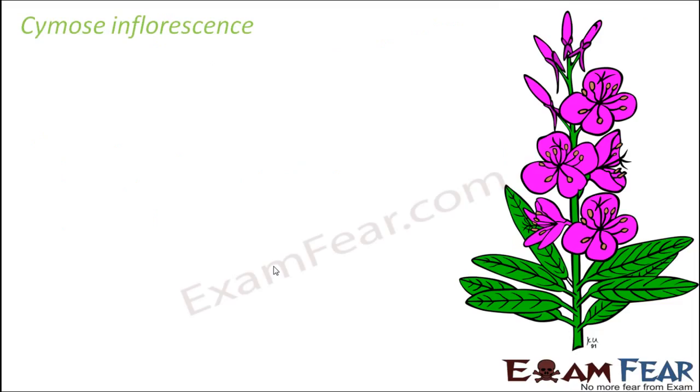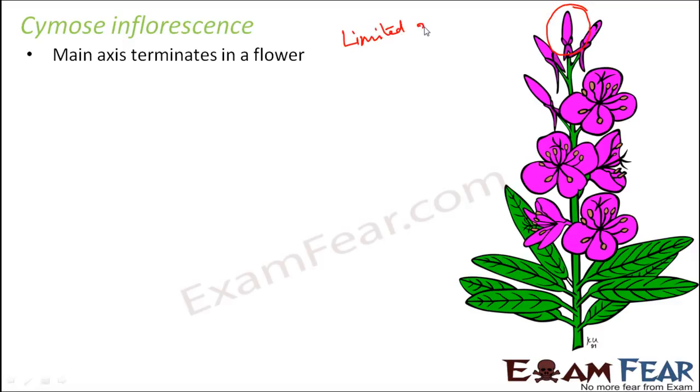Let us now see what is cymose inflorescence. Here, the main axis terminates in a flower. So the main axis itself, see, this was the main axis, right? The main axis ended up in a flower. That means it cannot grow any further. So it has limited growth. Axial branches continue to grow. So even though the main axis cannot grow, the main axis will not be very high. However, the lateral branches which bear flowers can continue to grow. So it will spread laterally.